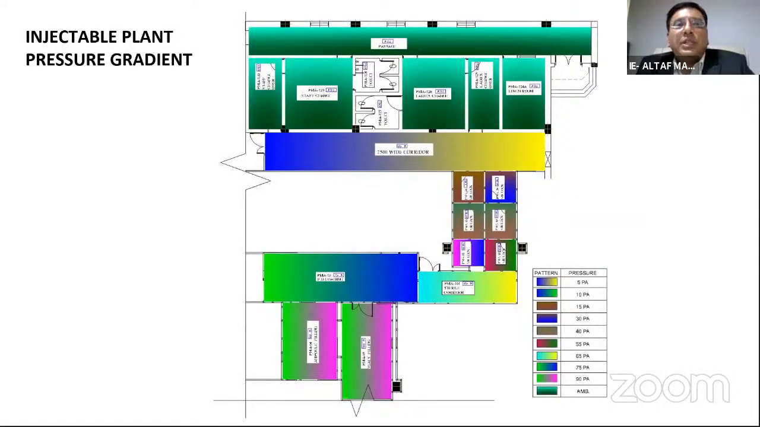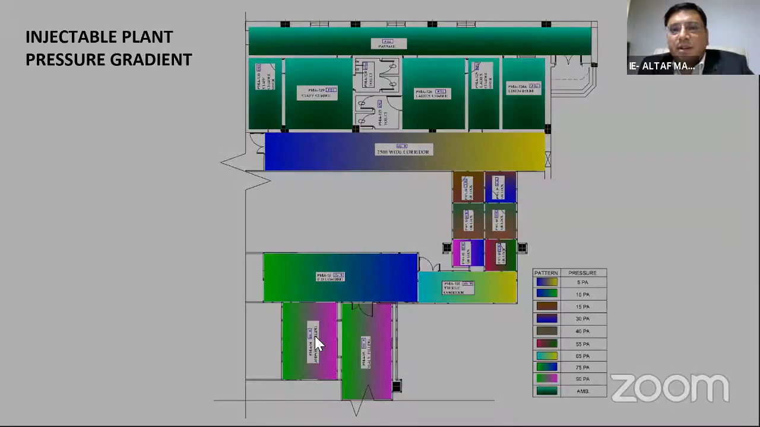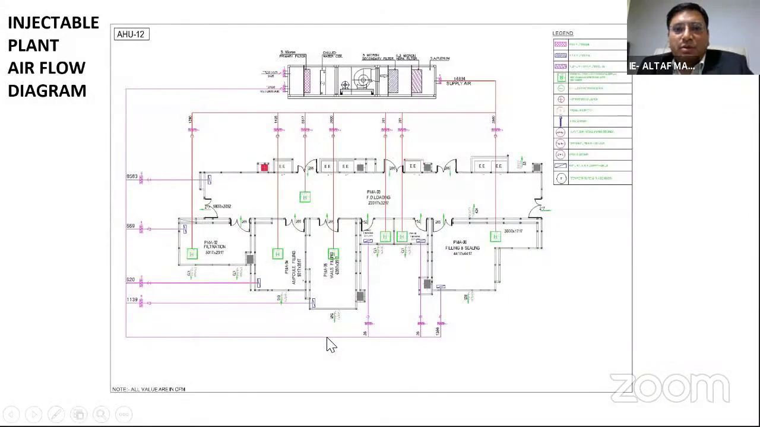Now, this is how the injectable plant pressure gradient looks like. This is absolutely reverse to what we have seen in the case of oral solid dosages. You can see that the topmost highest pressure areas will be manufacturing areas or filling areas, ampoule filling and vial filling, these areas. These are the highest pressure areas, and from here the air will come out.